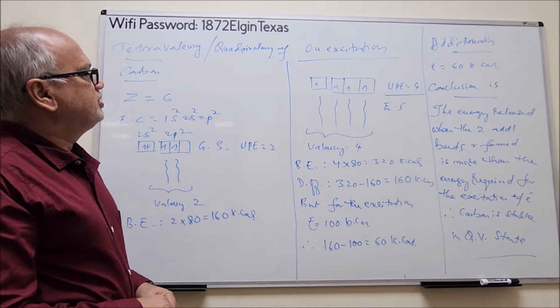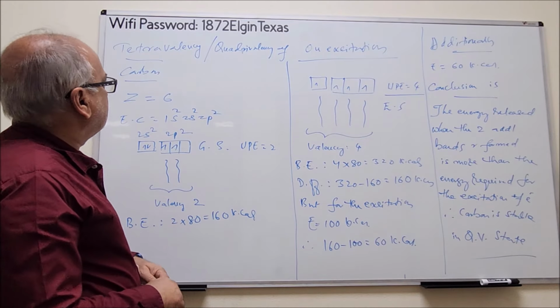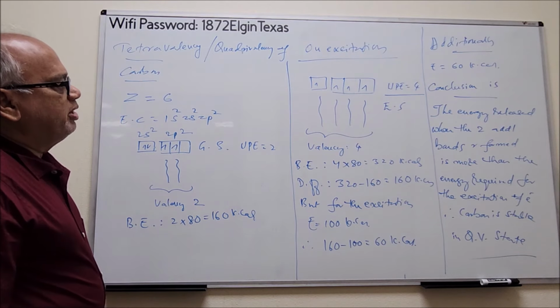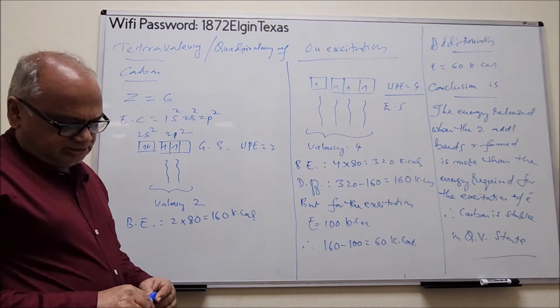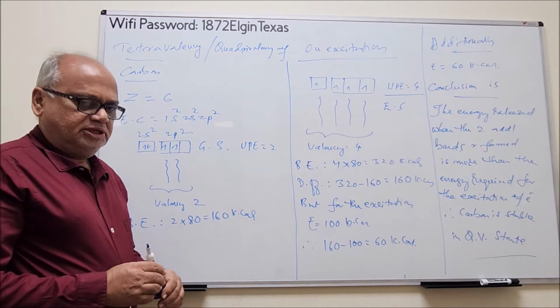So, this is about the tetravalency or quadrivalency of carbon, by means of which carbon is able to form so many number of compounds.